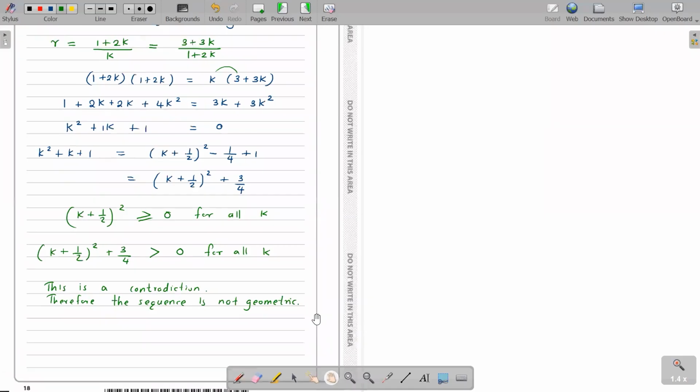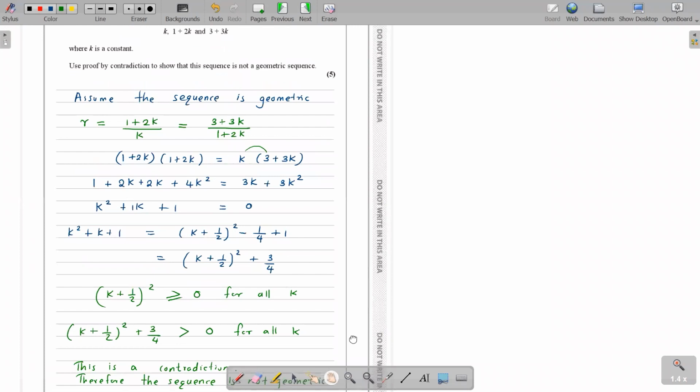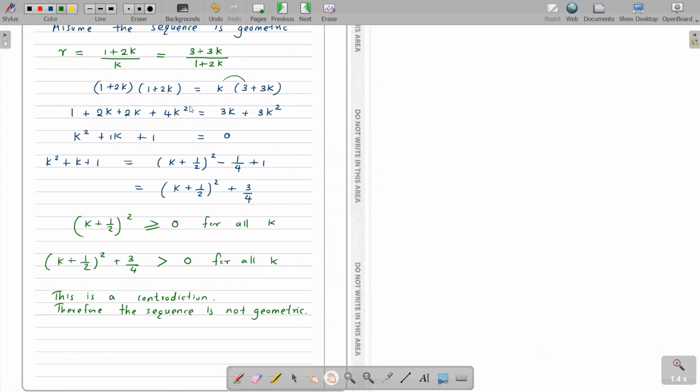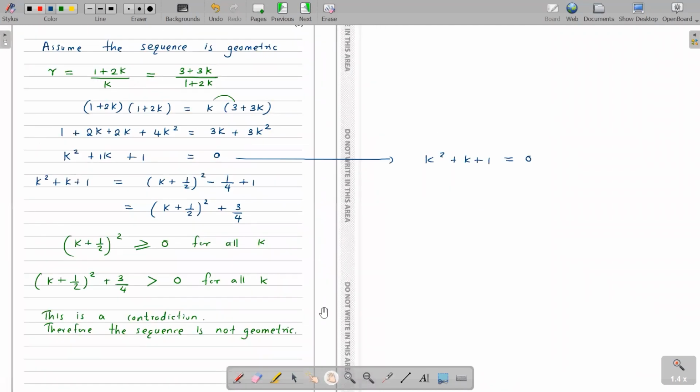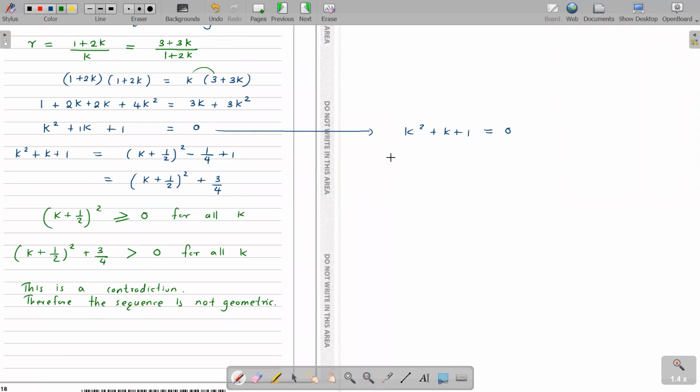Okay, so there is a request to do the question also by using the discriminant. When we come to this point, k square plus k plus 1 equals 0, we need to show that there are no solutions to this equation, because if there are solutions, it means you have k values that work in this geometric sequence, right? So what we could do here is use the discriminant.